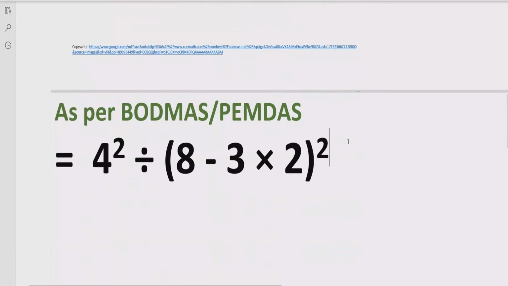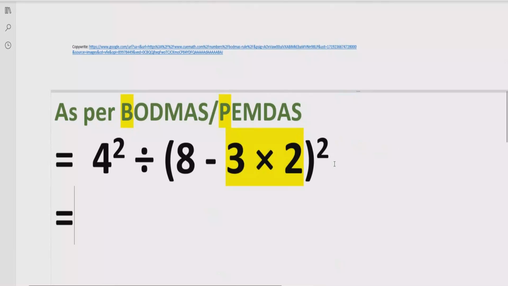According to the BODMAS and PEMDAS rule, first of all, we have to solve the bracket or parenthesis. So first we have this bracket, and we have to solve this one. But inside the bracket, we have two operations. One is subtraction and the other one is multiplication. So according to the rule, inside the bracket, we have division and multiplication and addition and subtraction. So first of all, we have to solve the multiplication.